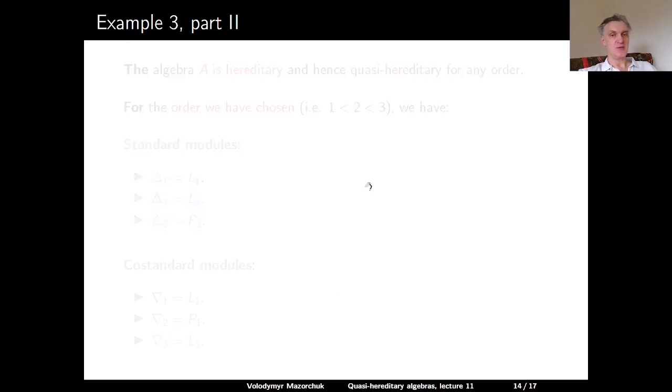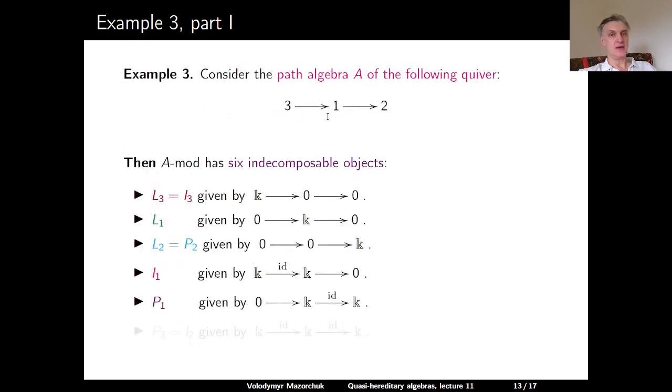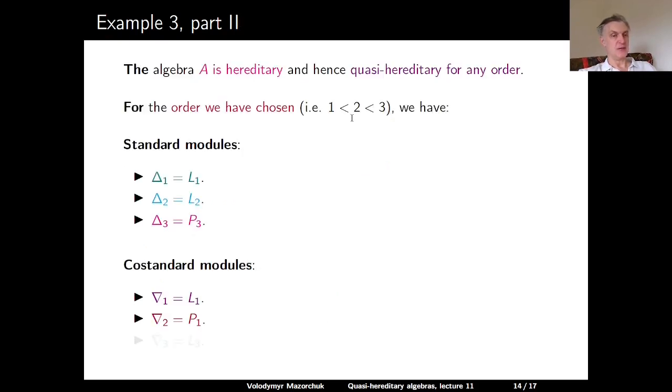How about costandard modules? Okay, nabla 1 is of course L1, nabla 2 is P1, and nabla 3 is L3 because I3 is simple. So we have nabla 1 is L1, nabla 2 is P1, and nabla 3 is L3.